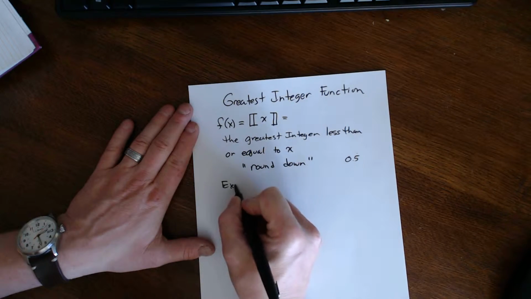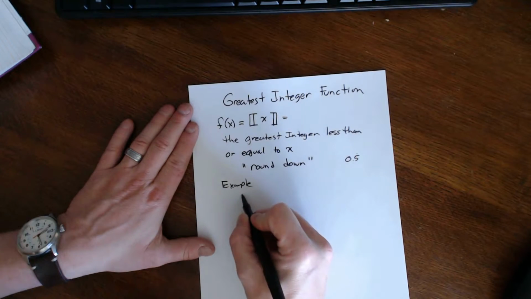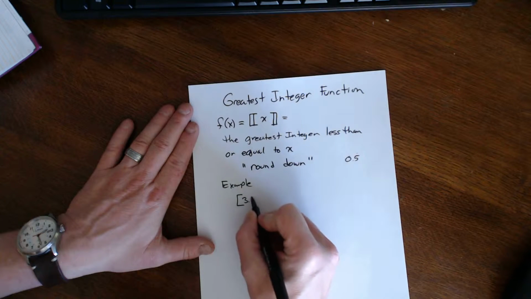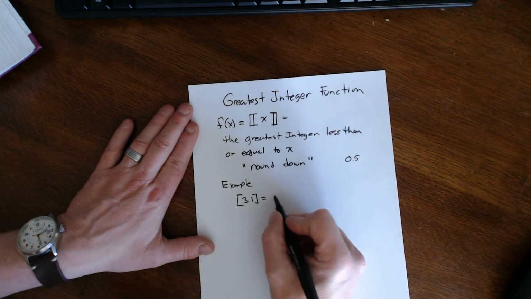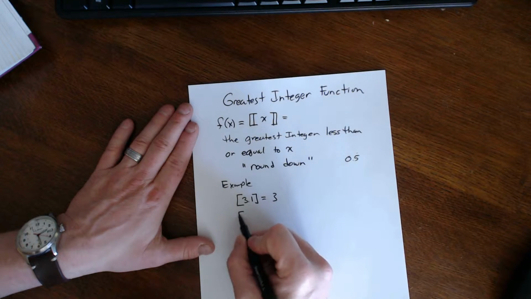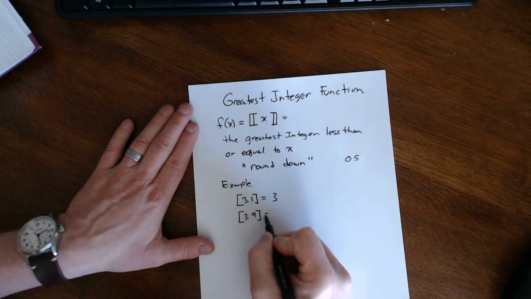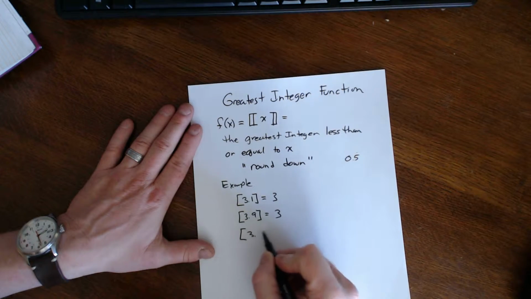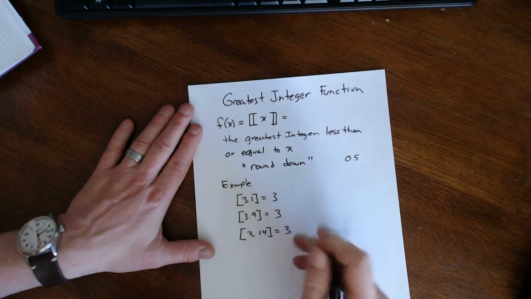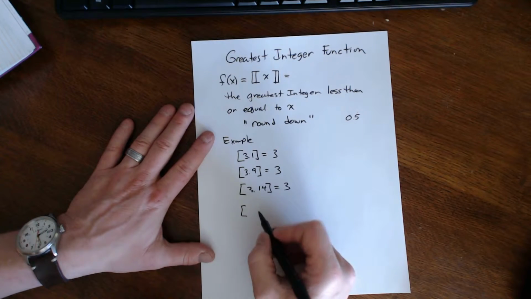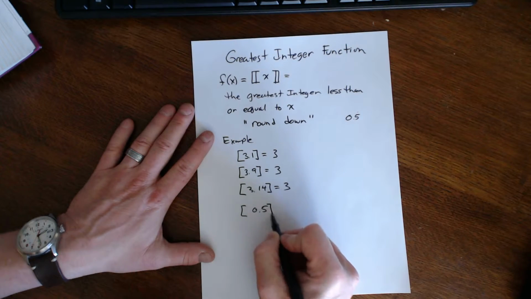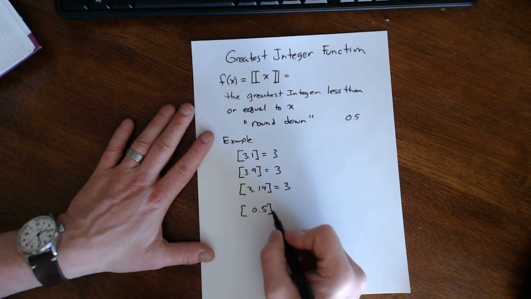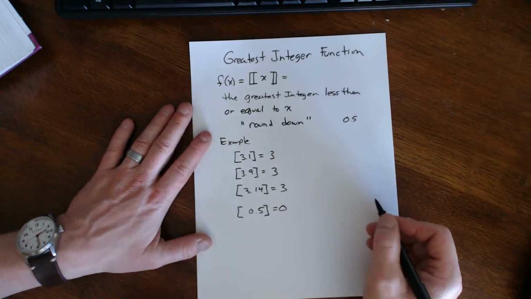For example, if we wanted to know the greatest integer function, and I'm just going to use a single bracket here, of 3.1, that's going to be equal to 3. 3.9, that's going to round down to 3. 3.14, round down to 3. If I have 0.5, the integer that is less than or equal to 0.5 is 0.